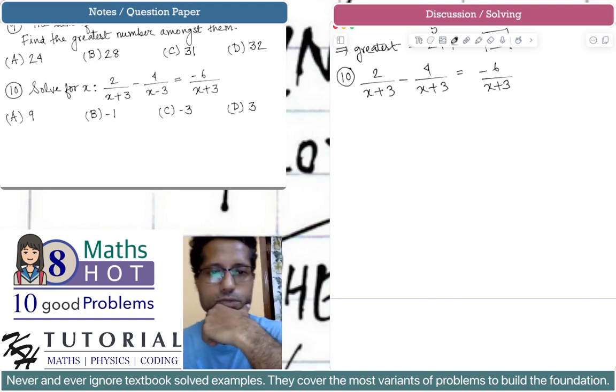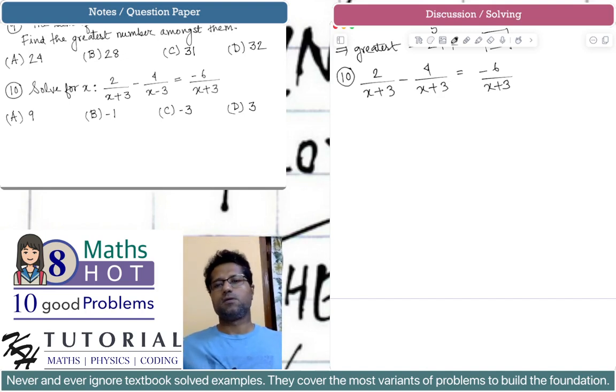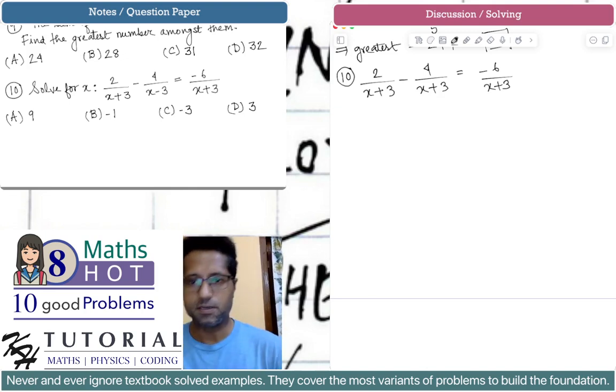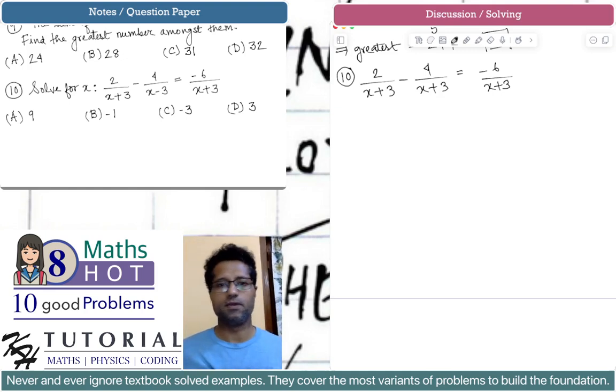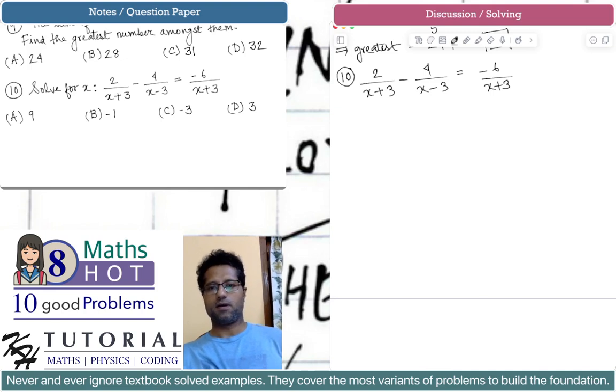Now you see that all the terms in the LHS and RHS are rational terms, where the variable occurs only in the denominator. They are x, oh sorry, this will be x minus 3. So we see that one rational term on the LHS has the denominator x plus 3, and the RHS also has the denominator x plus 3.